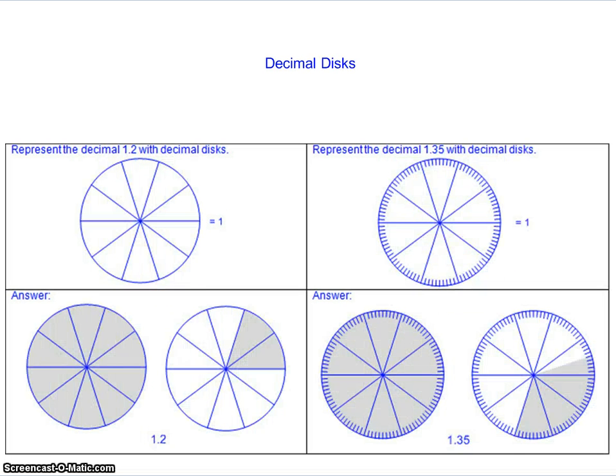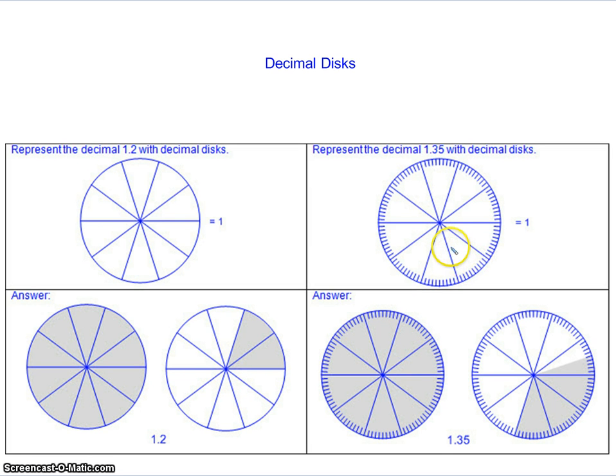Another way to represent decimals is using what we call decimal disks. Decimal disks are circular disks that can be broken into whatever number of segments you need. So again, if I'm wanting to show a number that has tenths, in this case 2 tenths, then I need to break the circle into 10 equal sized pieces. So 1.2 would require 1 full shaded circle and 2 of the next circle to represent 2 out of 10. Okay, kind of like the decimal grid that we just looked at.